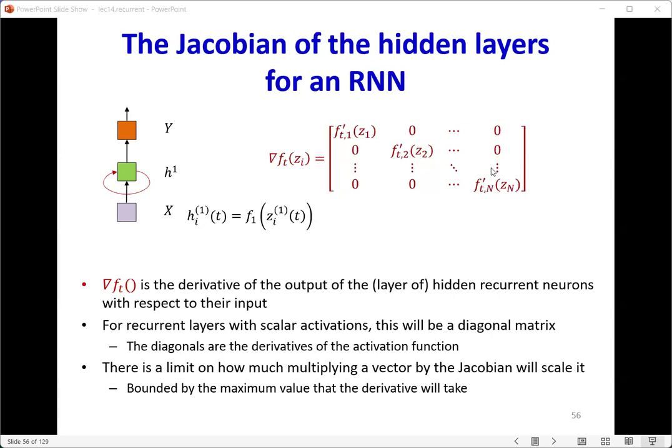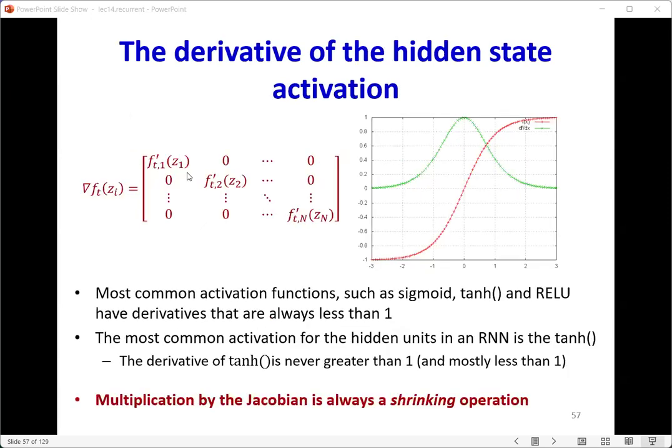And what do these derivatives look like? Each of these terms, for the tanh activation, depending on the input, the derivative looks like this. When the input is 0, the derivative is 1. For all other values of z, the derivative is less than 1. For sigmoid, the derivative is always less than 0.25. For ReLU, the derivative is either 0 or 1. So I have a matrix where the diagonal entries are all 1 or, more generally, less than 1.